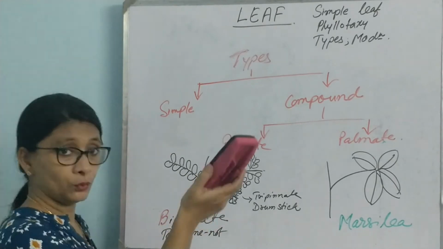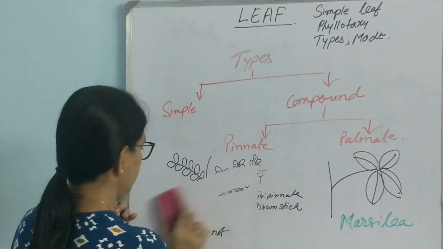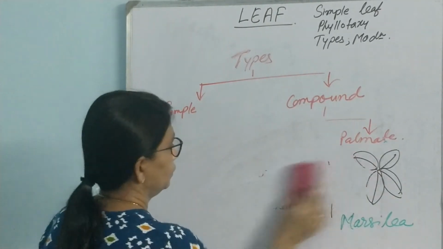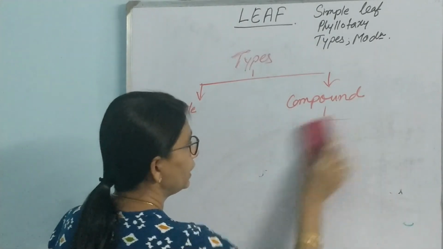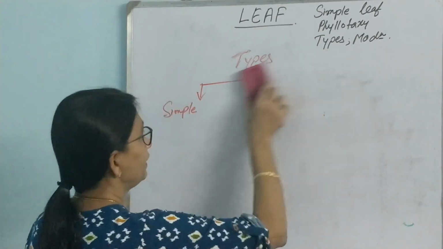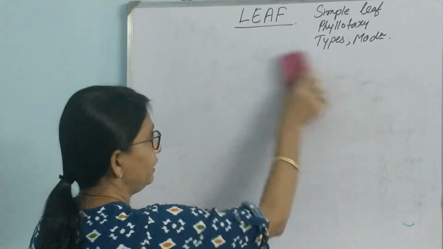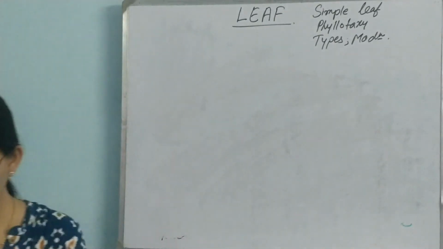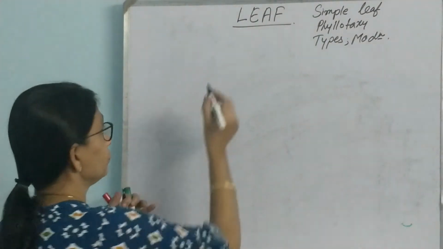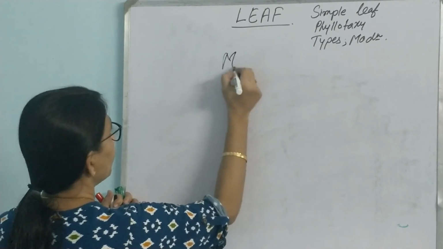Now let us quickly go into modification of leaf. Leaf does a number of functions, just like stem modification we have seen. In case of leaf also, they undergo modification to perform a variety of functions. So now let us talk about modification.